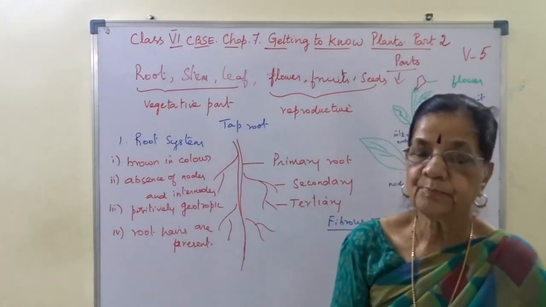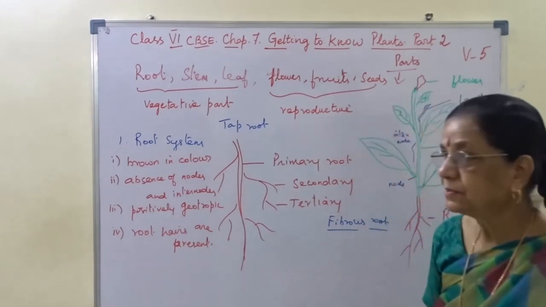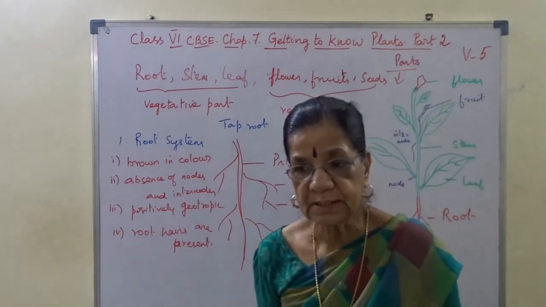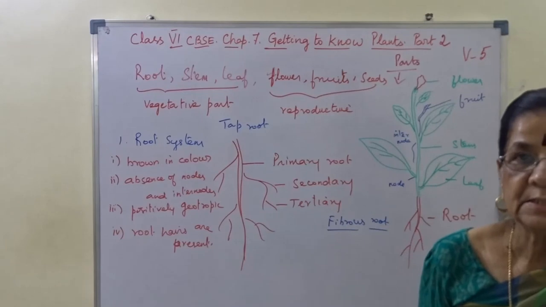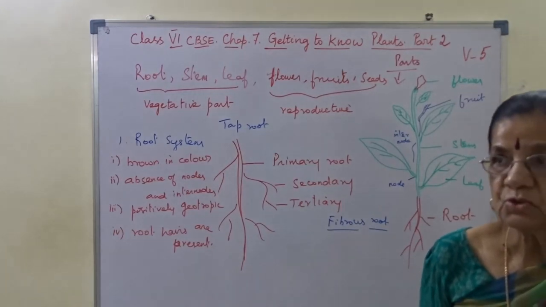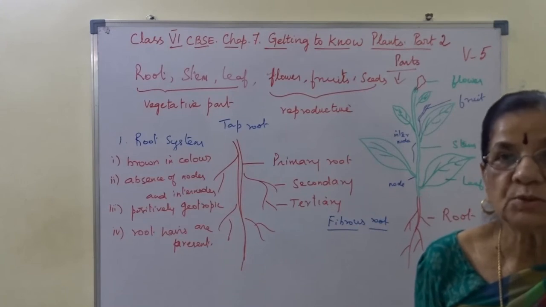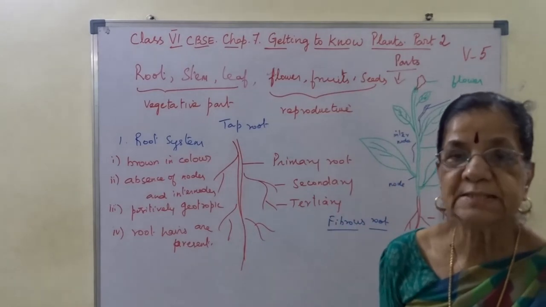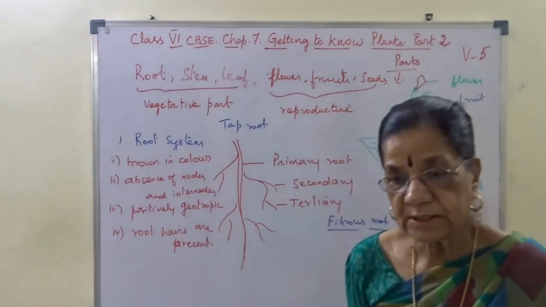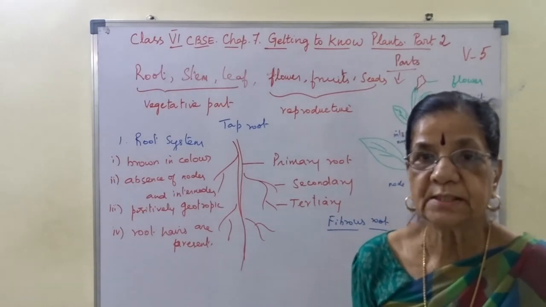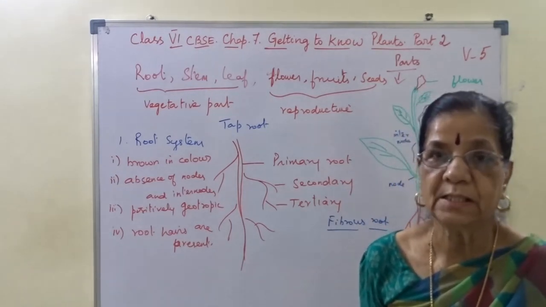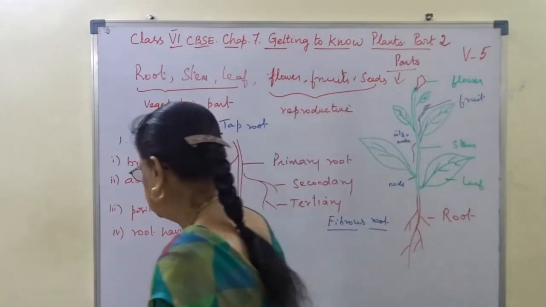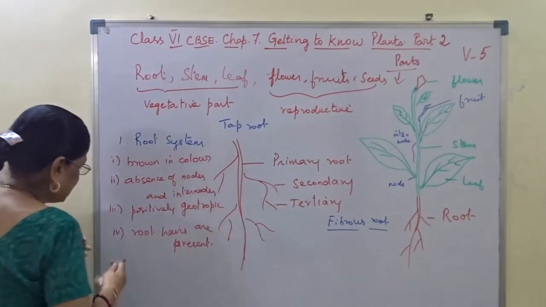I hope you follow. So I say taproot system. What is the structure of it? There is a center thick taproot that is called primary root, that in turn gives rise to secondary roots, that in turn give rise to tertiary roots. And this root system has root hairs which take part in absorbing water and mineral salts from the soil. I hope you understand. The main function of this root system is fixation.